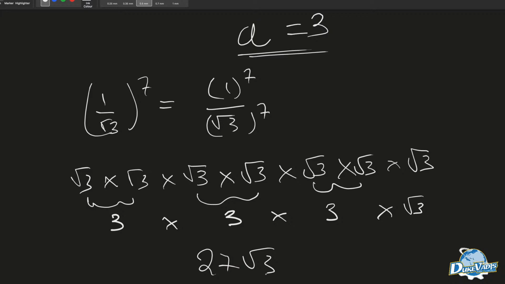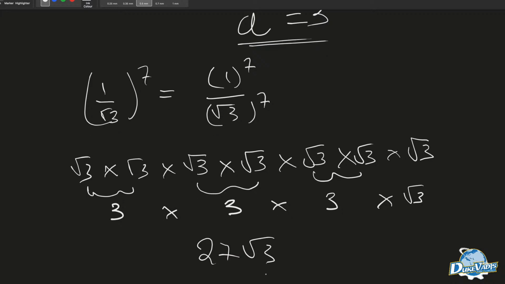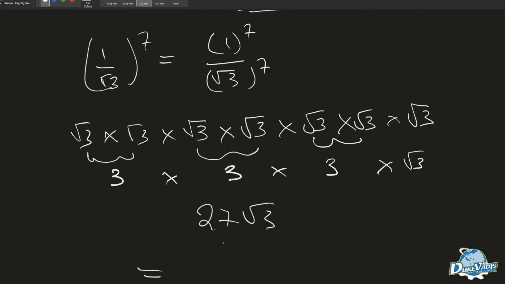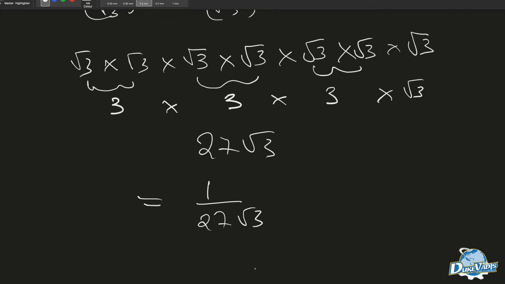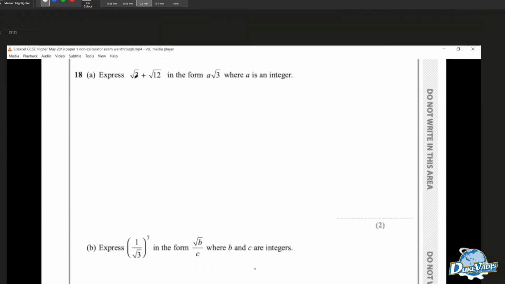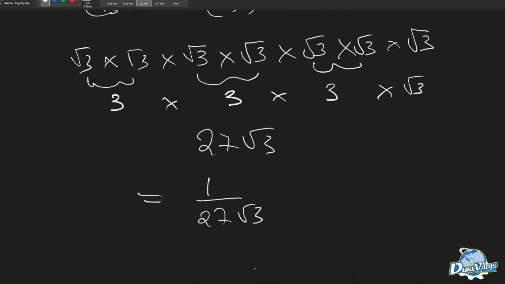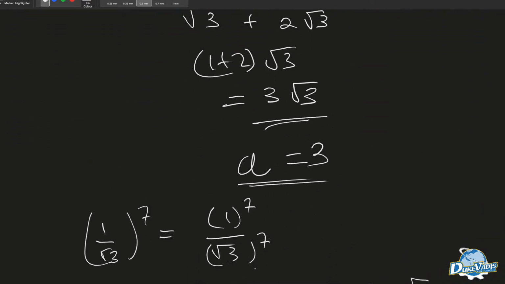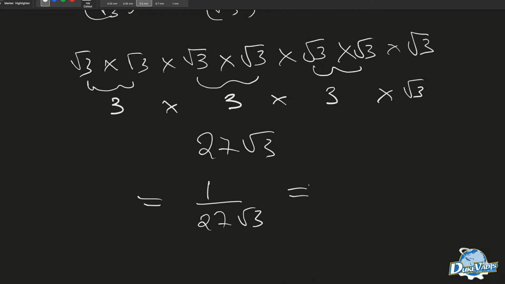So what can we say? This is what we have, so our answer now becomes 1 over 27 root 3. But this is not what we expect to get, because we've been asked to put it in the form root B over C. Our expression is supposed to be root B over C, meaning we need to rationalize.